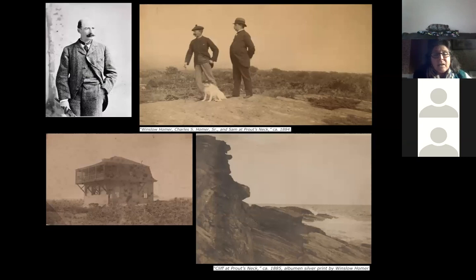In the mid to late 1880s, Winslow Homer and his brother Charles went up to Prout's Neck in Maine, and he eventually purchased a house there, and a studio. If you can see in the lower left-hand image, the studio had windows that faced out to the sea, and on the right-hand corner was his view. He basically moved out of New York City, and he would live there for most of the year.